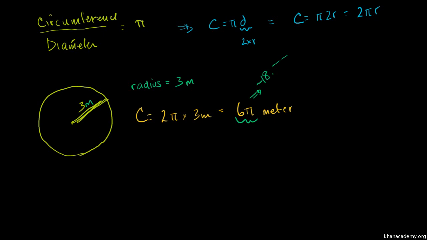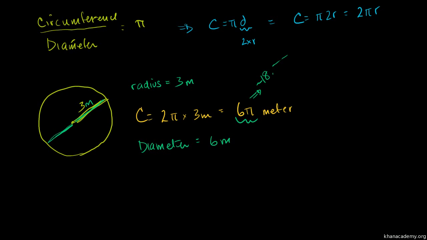Now, let's ask another question. What is the diameter of this circle? Well, if this radius is 3, the diameter is just twice that. So it's just going to be 3 times 2, or 3 plus 3, which is equal to 6 meters. So the circumference is 6 pi meters. The diameter is 6 meters. The radius is 3 meters.